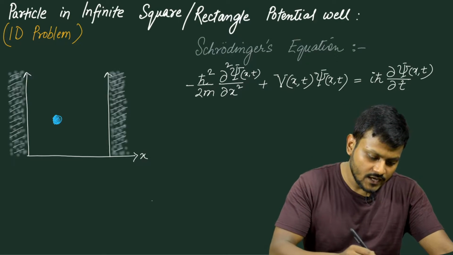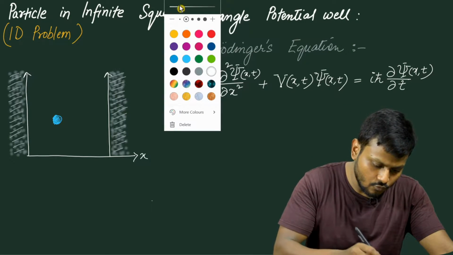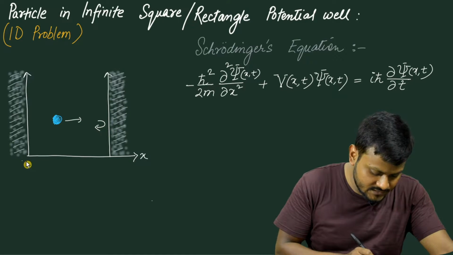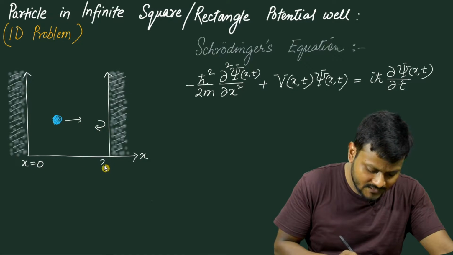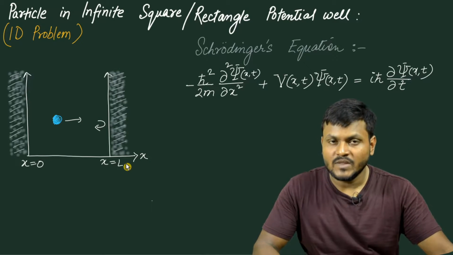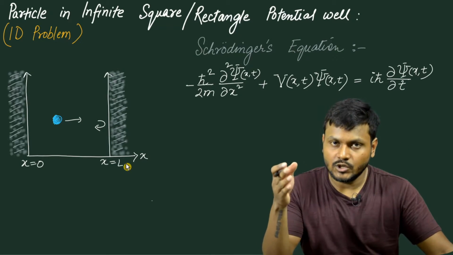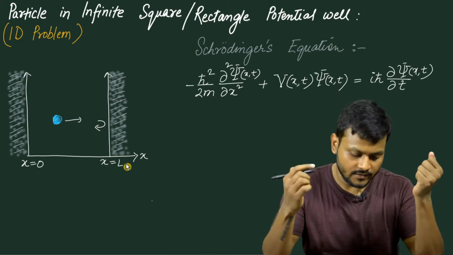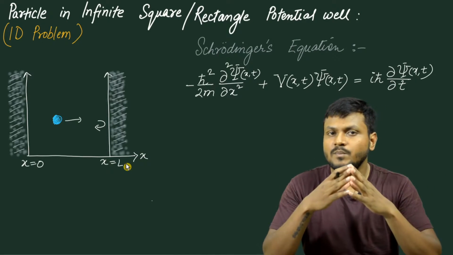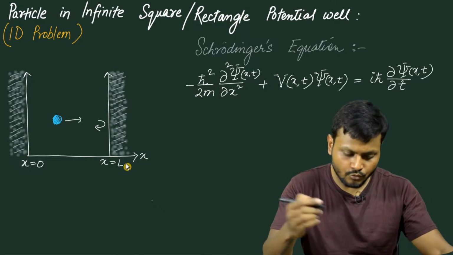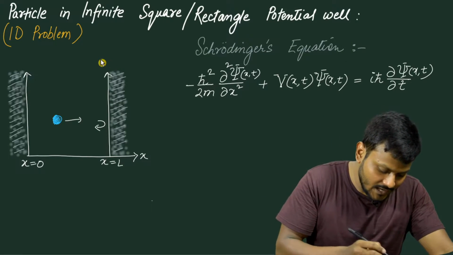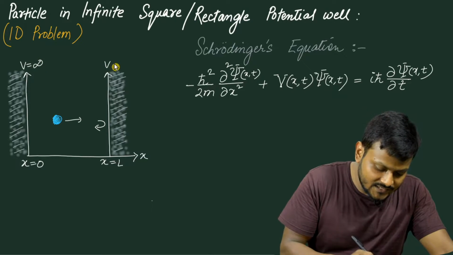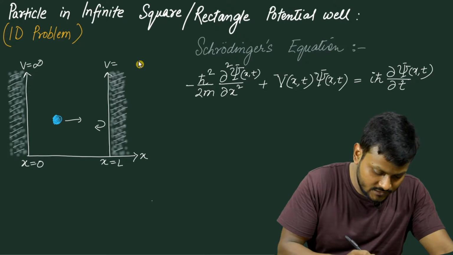So let's suppose that this particle can only move in the x-axis between the points, let's suppose x is equal to 0 and x is equal to L. At x is equal to 0 and x is equal to L, let's suppose there is some kind of an impenetrable barrier. There is a barrier that this particle cannot penetrate through. So we say that the potential at x is equal to 0 is equal to infinity, and the potential at x is equal to L is also infinity.